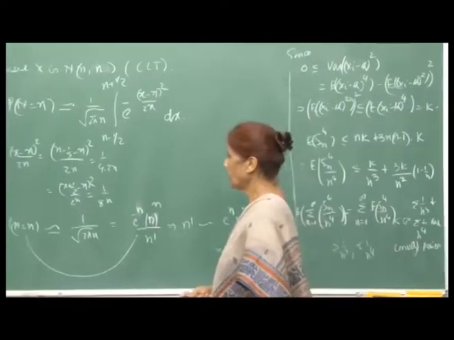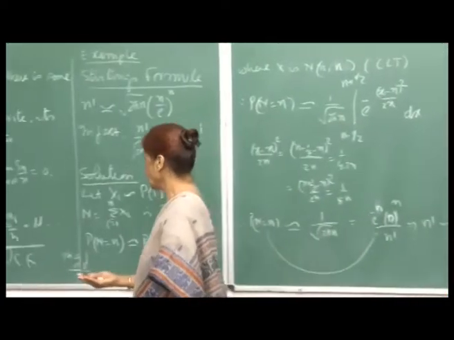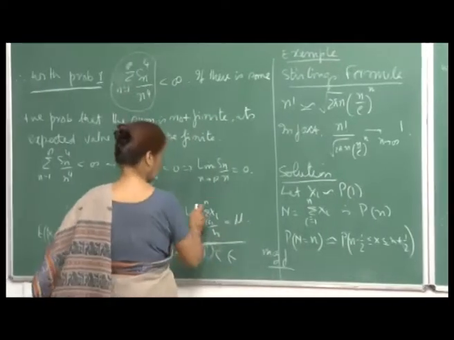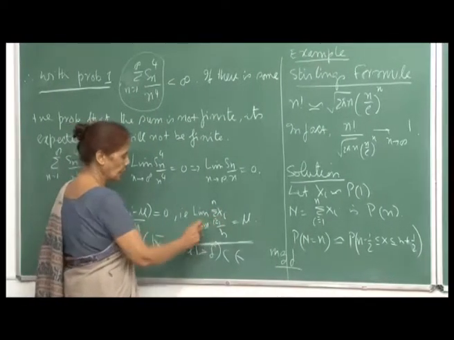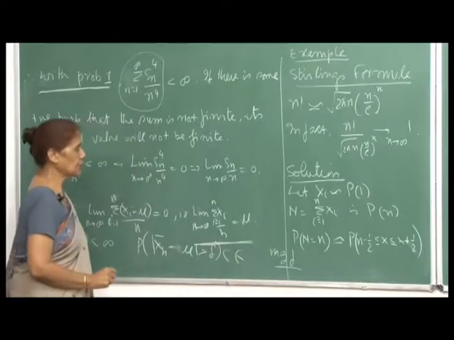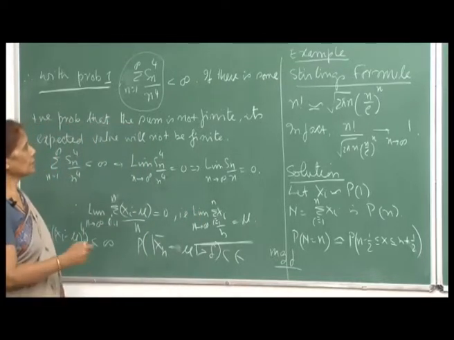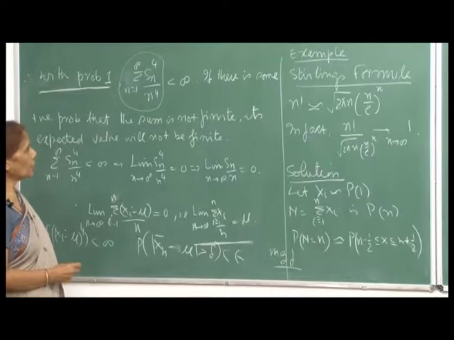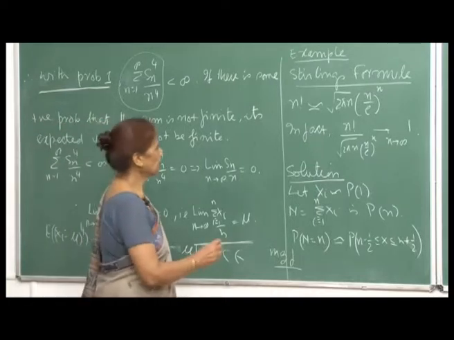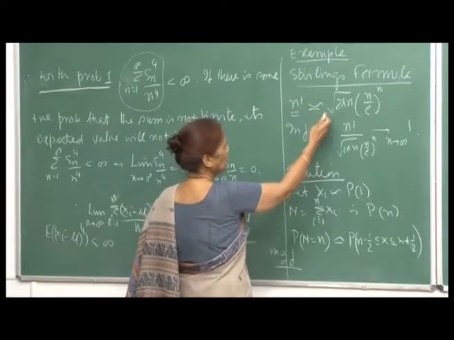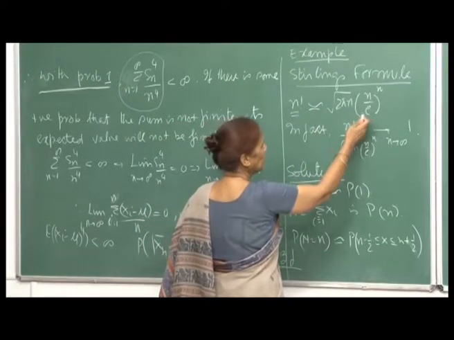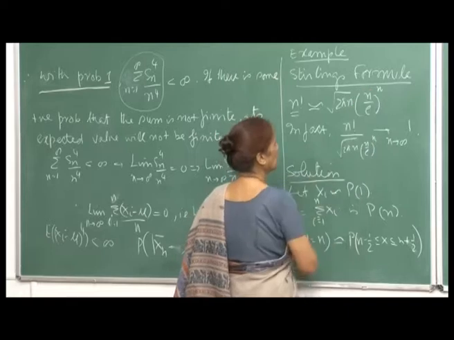Fine, and that this is a sure event. That means this will converge, the x n bar will converge to mu as n goes to infinity with probability 1. Okay. Now, I just want to look at Stirling's formula here. All of you know that n factorial can be approximated by under root of 2 pi n into n by e raised to n.